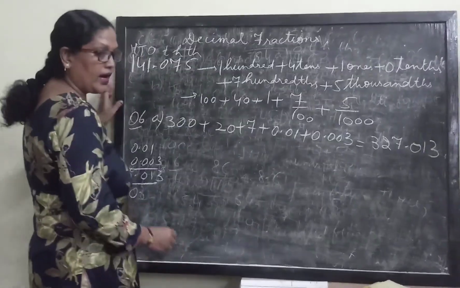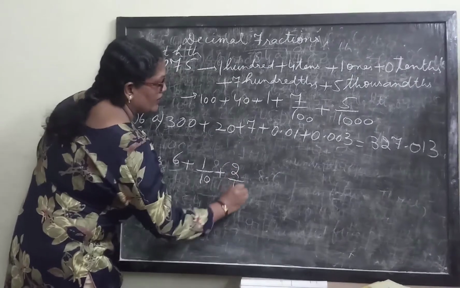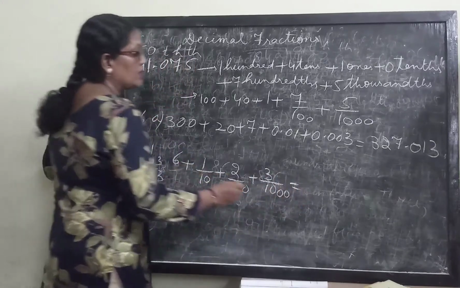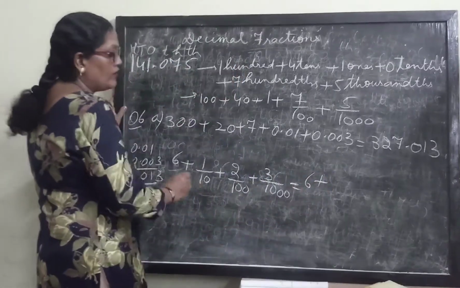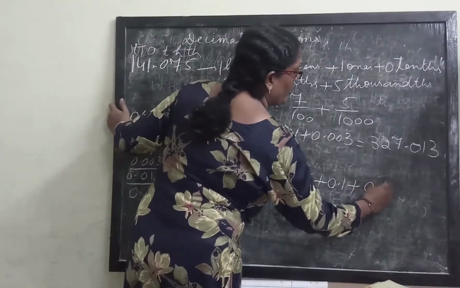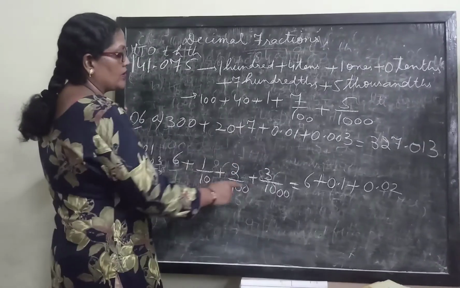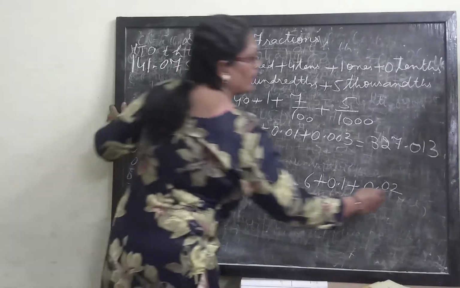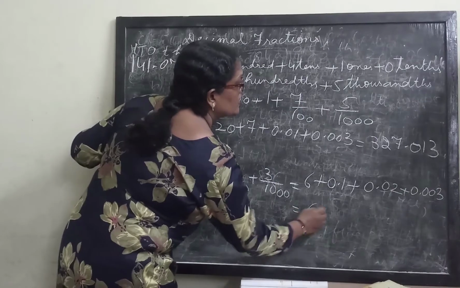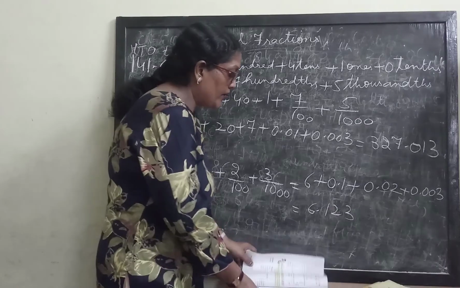Got it? If you are having 6 plus 1 over 10, 2 over 100, 3 over 1000, first change it into decimal part. 6 will remain as such. What is 1 over 10? 0.1. What is 2 over 100? 0.02. Because here 2 zeros, we are having 1 digit, 1 zero we will put. 3 zeros, 1 digit we are having. 0.003. That is 6.123. Got it? Everybody is clear?